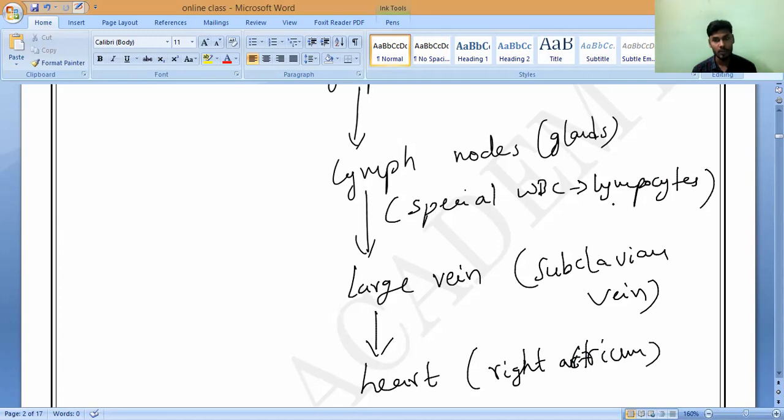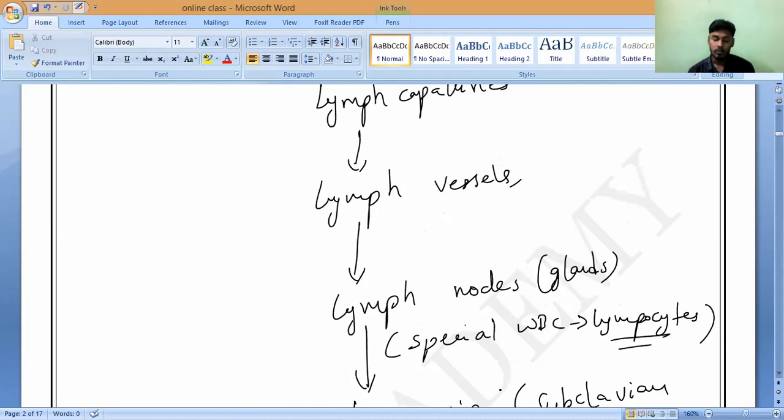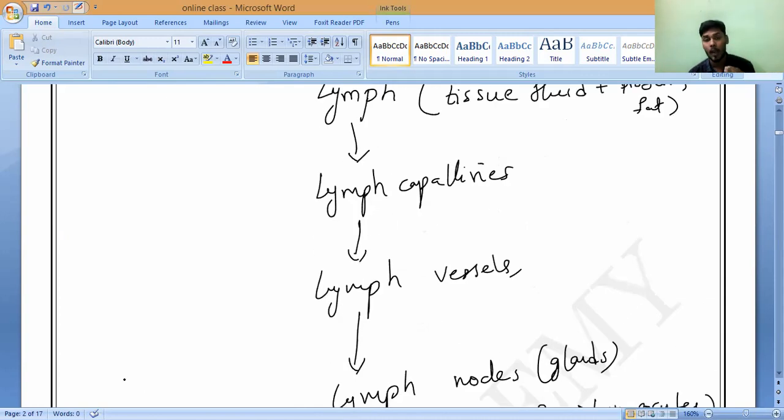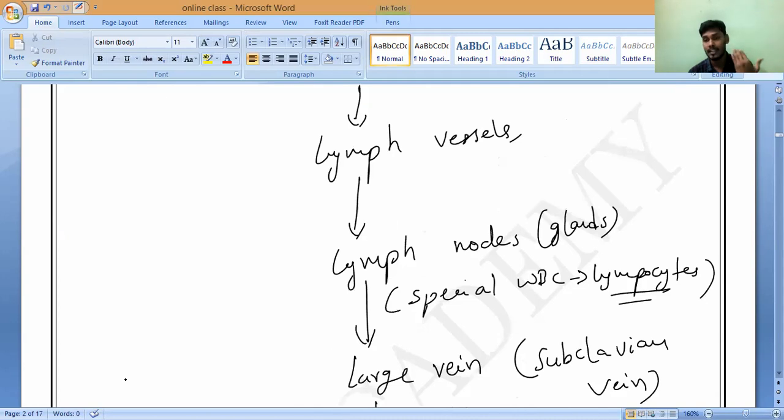What is the function of lymphocytes? They provide strength, fight infection and provide protection from disease, and they also filter useful substances like proteins and digested fats. Remember, digested fats. That's all. So this is what we can say about the lymphatic system.